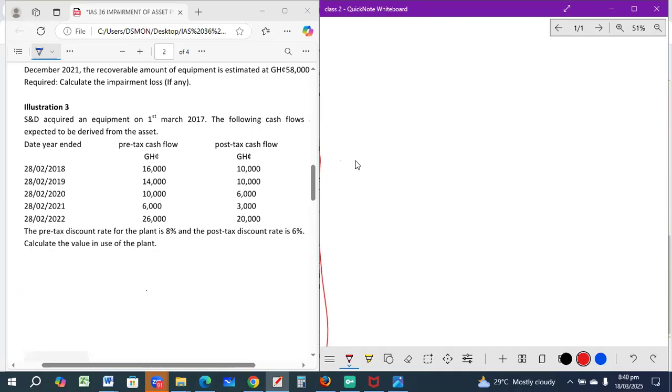So let us move on. We have the year. Illustration number 3.